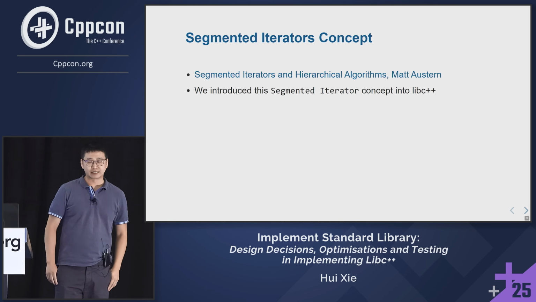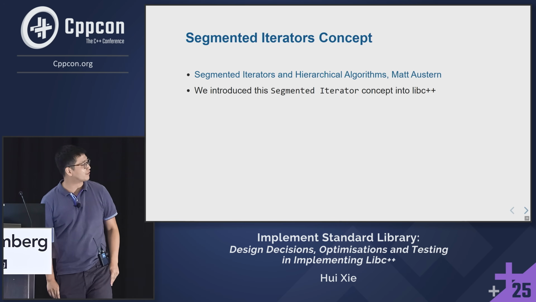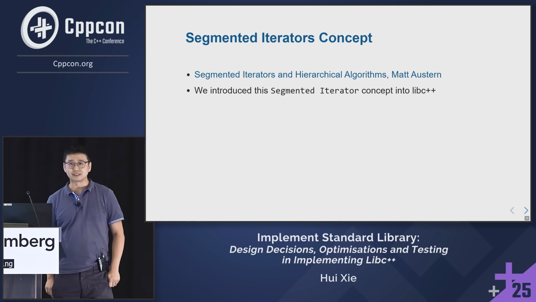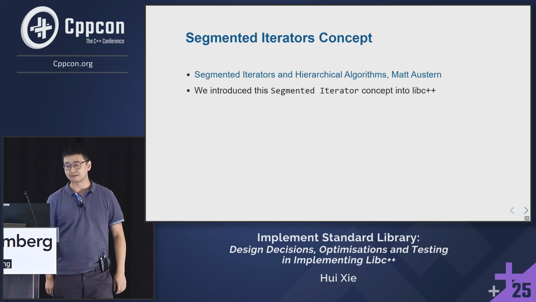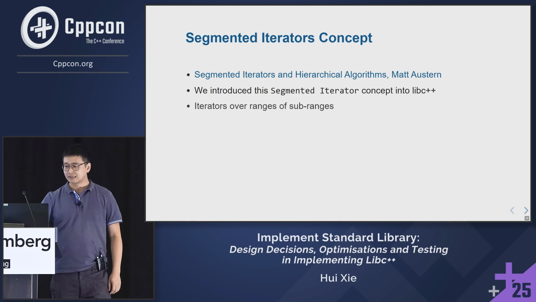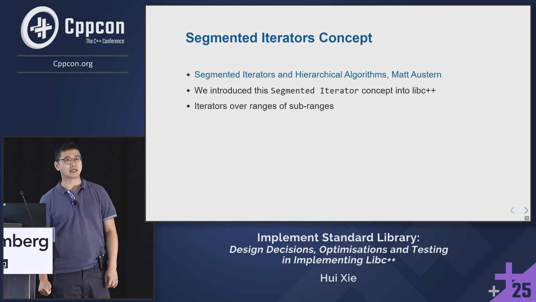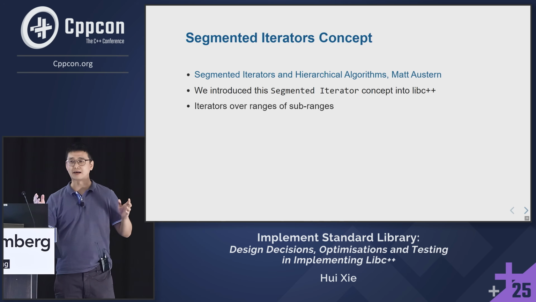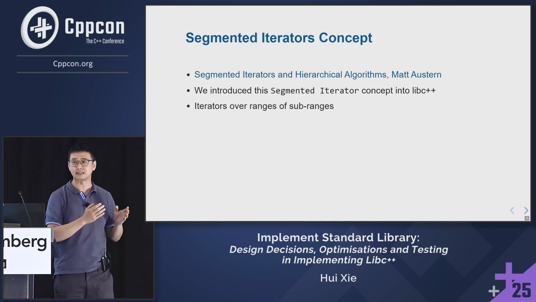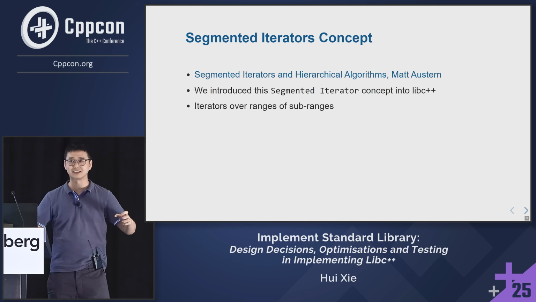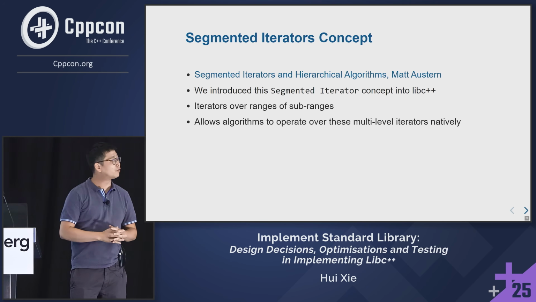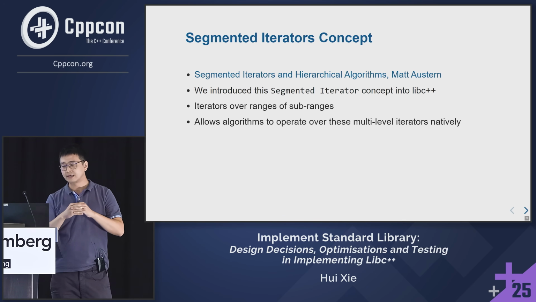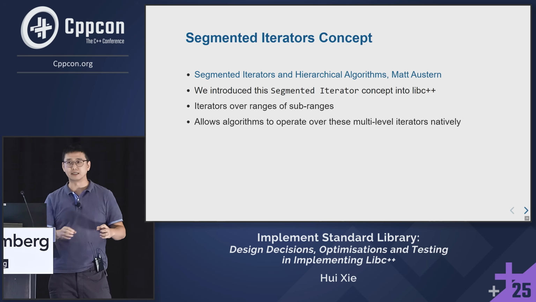And let's look at our library solution. So first of all, there is this segmented iterator concept coming from this paper, and we introduced this concept into libc++. So segmented iterators are iterators over ranges of subranges. Like our deque iterator is exactly one of these, a range of subranges. And if we perform optimizations on segmented iterators, we can allow algorithms to operate on the subranges more natively.